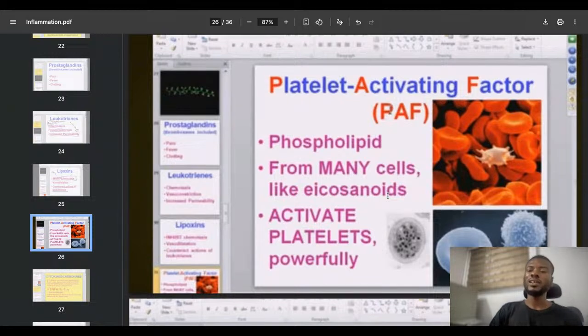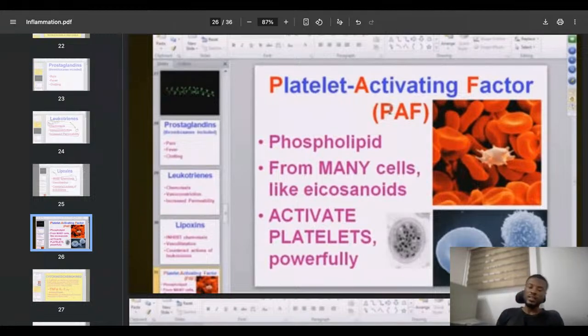We also have platelet activating factors. And what do you think they will do? What do you think the platelet activating factors will do? They are also going to, at the end, cause what? Blood clotting, or increasing the consistency of blood. They are going to increase the viscosity of blood.